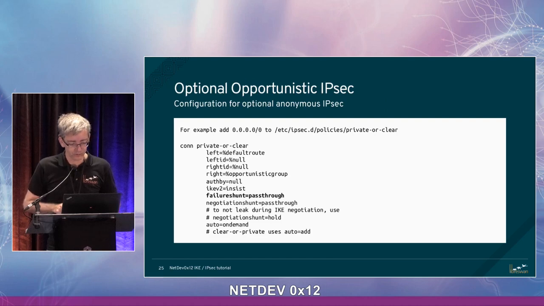So this is the private-or-clear one, so the only difference is the failureshunt is passthrough and the negotiationshunt is passthrough.